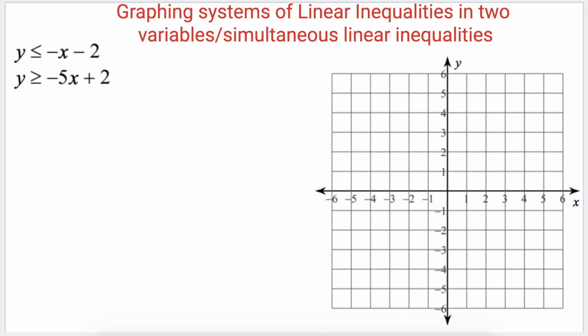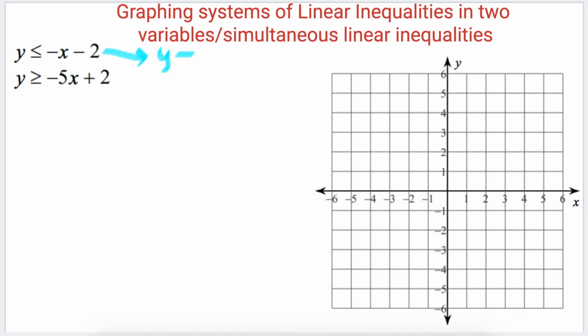So now let's work on a few questions that involve graphing systems of linear inequalities in two variables. Another way that this topic is commonly known is simultaneous linear inequalities. So we have two inequalities here, and we want to graph the two inequalities, and then we're looking for where the two inequalities are going to overlap. So we'll graph the first one. y is less than or equal to negative x minus 2.